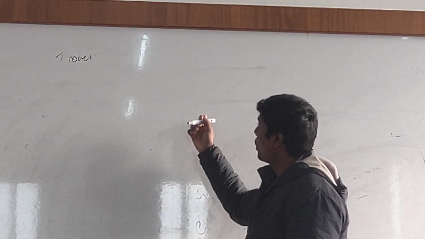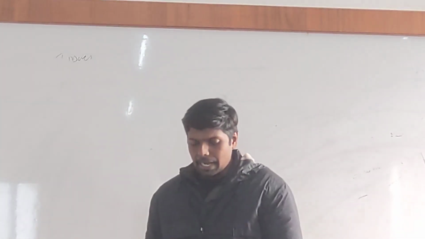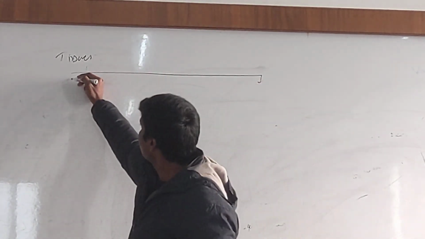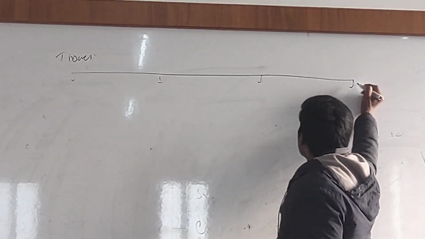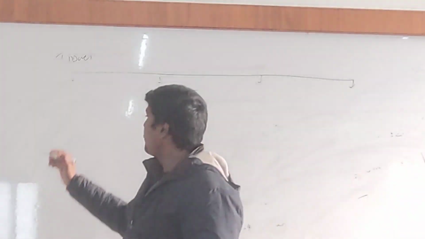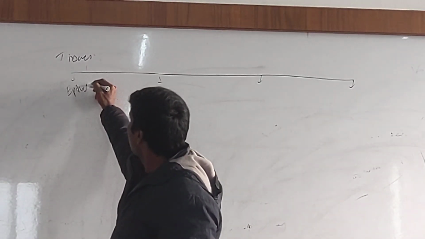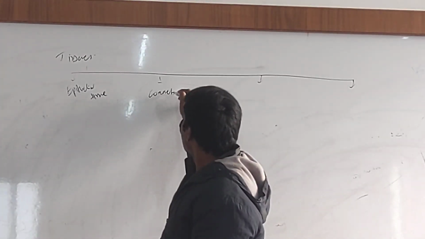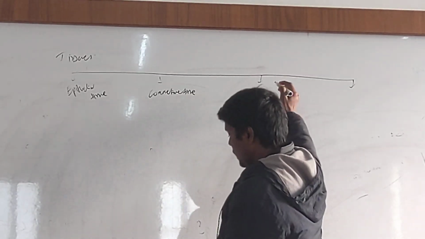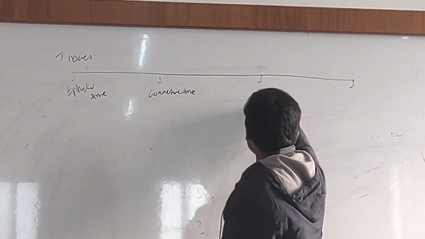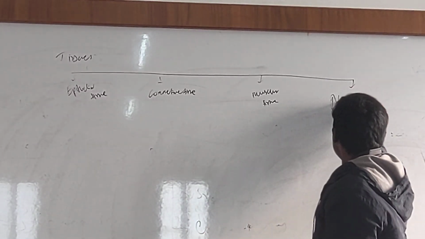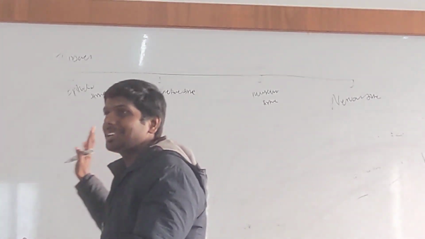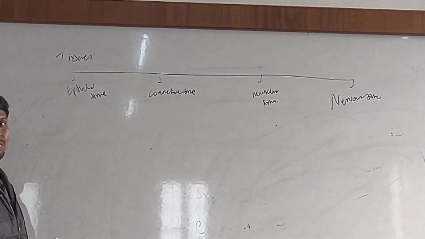So, tissue types. There are classically 4 types of tissues in the human body. The 4 types of tissues are epithelial tissue, then connective tissue, then muscle tissue, muscular tissue, then nervous tissue. Each one is a very big category. I will discuss individually, starting with epithelial tissue.